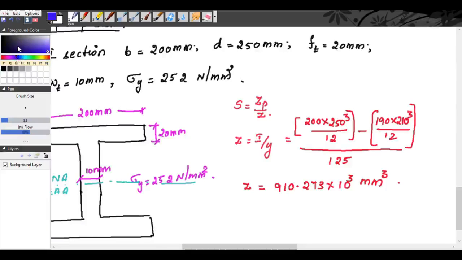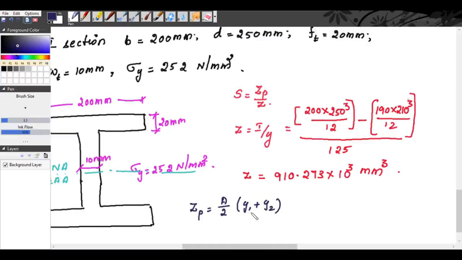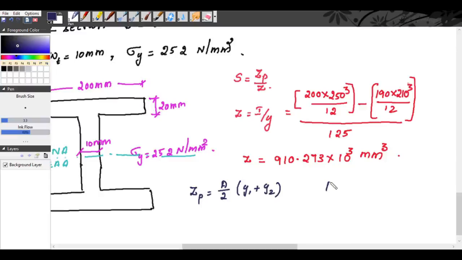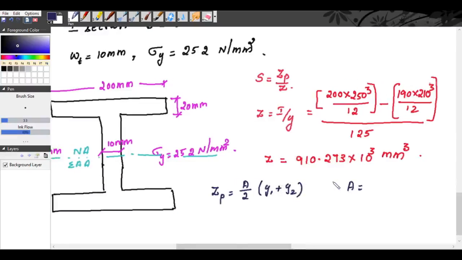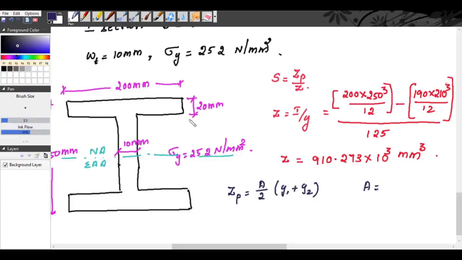Now we will find what is ZP. So ZP is equal to area by 2 into Y1 plus Y2. So what is area? Area is equal to the area of this rectangle plus this rectangle plus this rectangle.